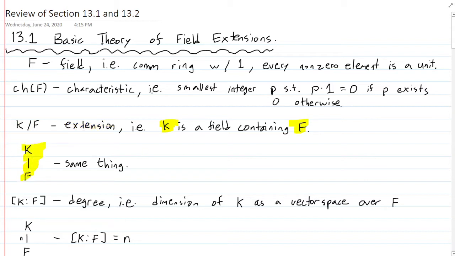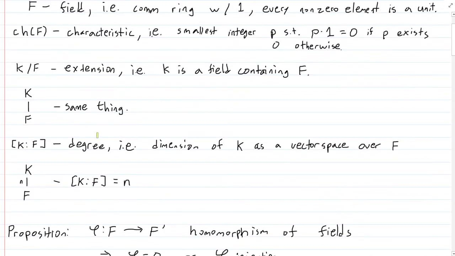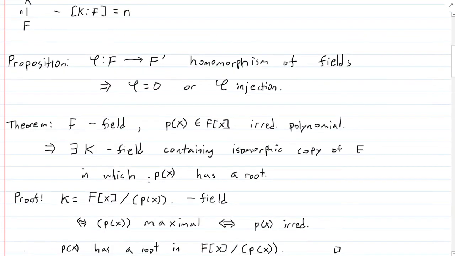So we also use this type of notation, K over F. It still means an extension. So K is a field that contains F. And then this notation means the degree of the extension. So this is the dimension of K as a vector space over F. To denote this, we also do this type of thing: K over F with an n. So this is the degree of K over F, the dimension of K as a vector space over F.